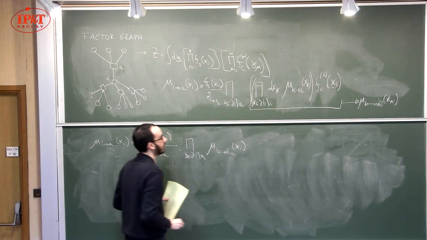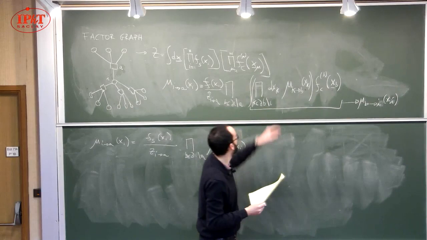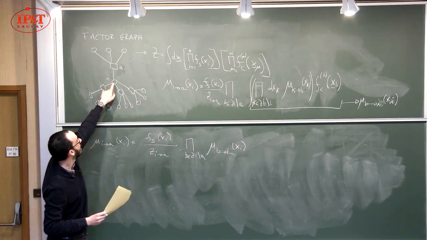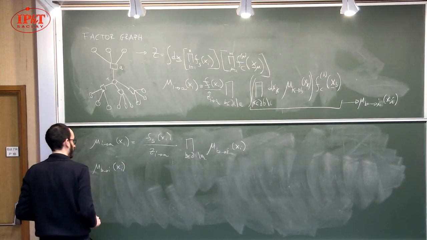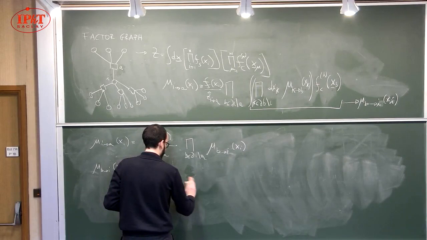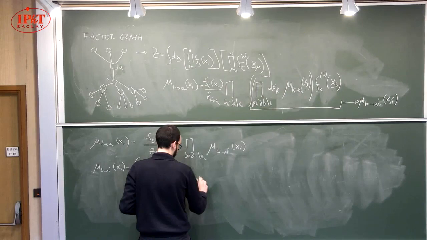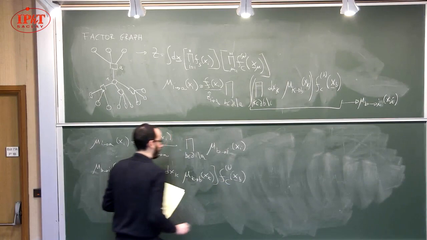So you see that this term depends only on x_i. Right? Because you integrate over all the variables here except this one. Okay. And then you have the other one, that is mu_{b to i}.